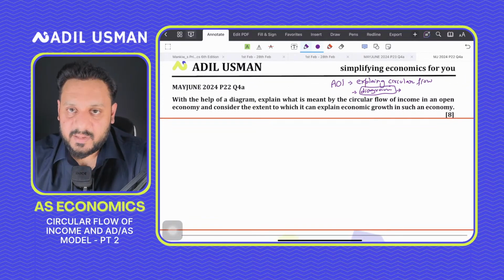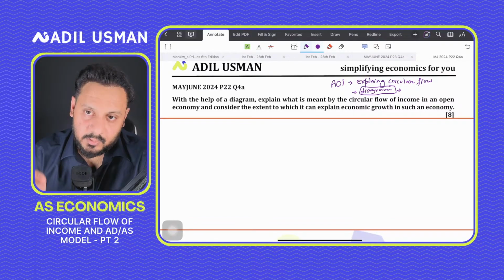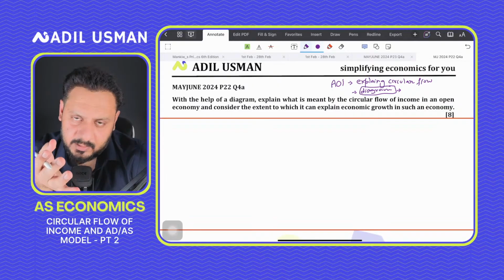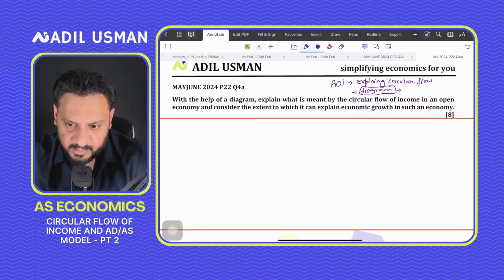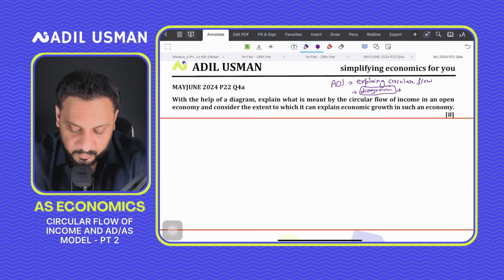Remember this thing that whenever you are drawing a diagram for circular flow, you will draw the diagram only when it is explicitly asked by the question. Otherwise, you don't need to. There is no need, no mark would be given for a diagram if you draw it when the question is not asking you to do so.